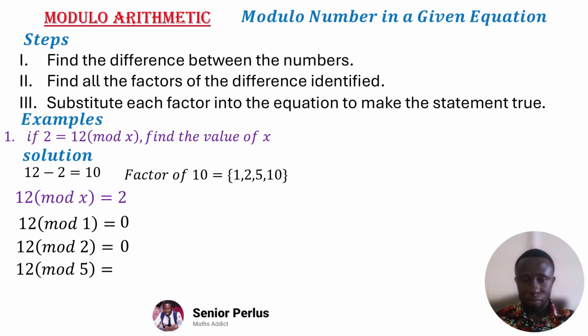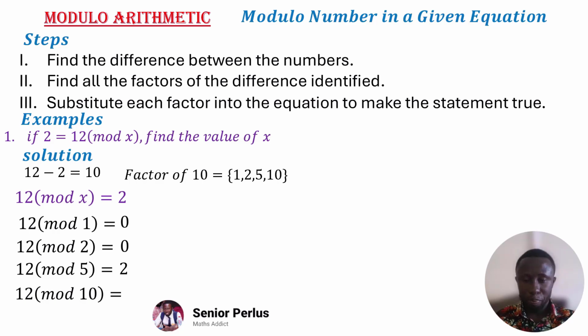12 mod 5. If you subtract 5 from 12, then what do we get? 12 divided by 5 is 2, so the remainder is 2. So we can use the mixed fraction rule, because 2 times 5, 10 plus 2.